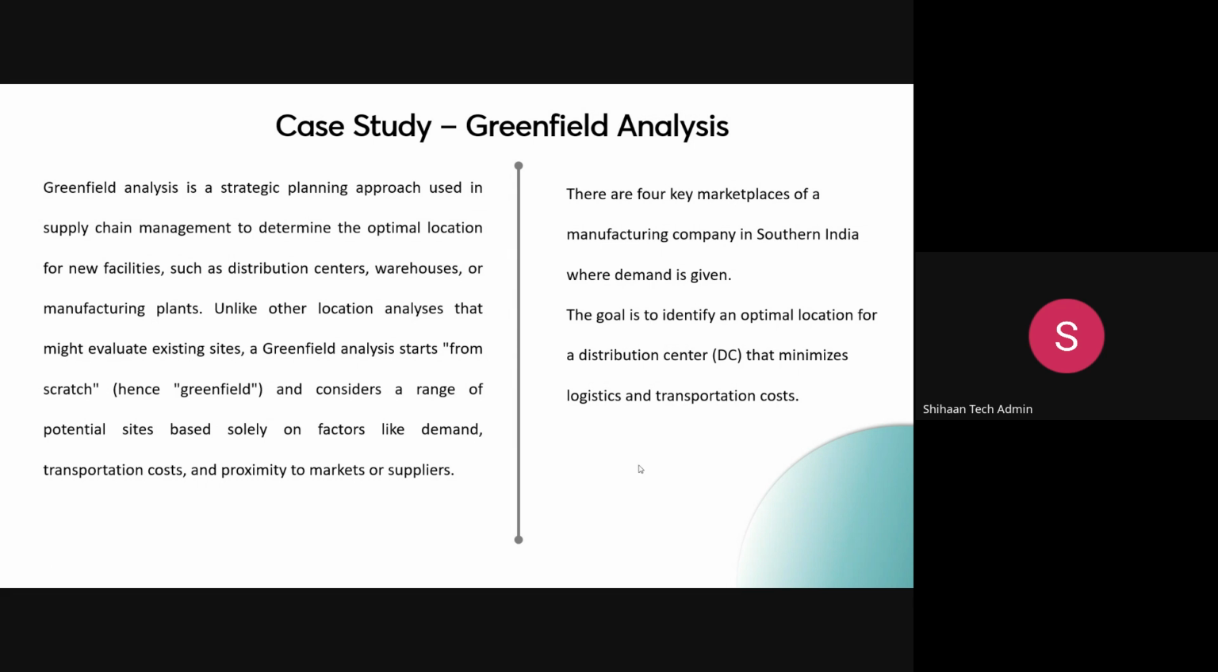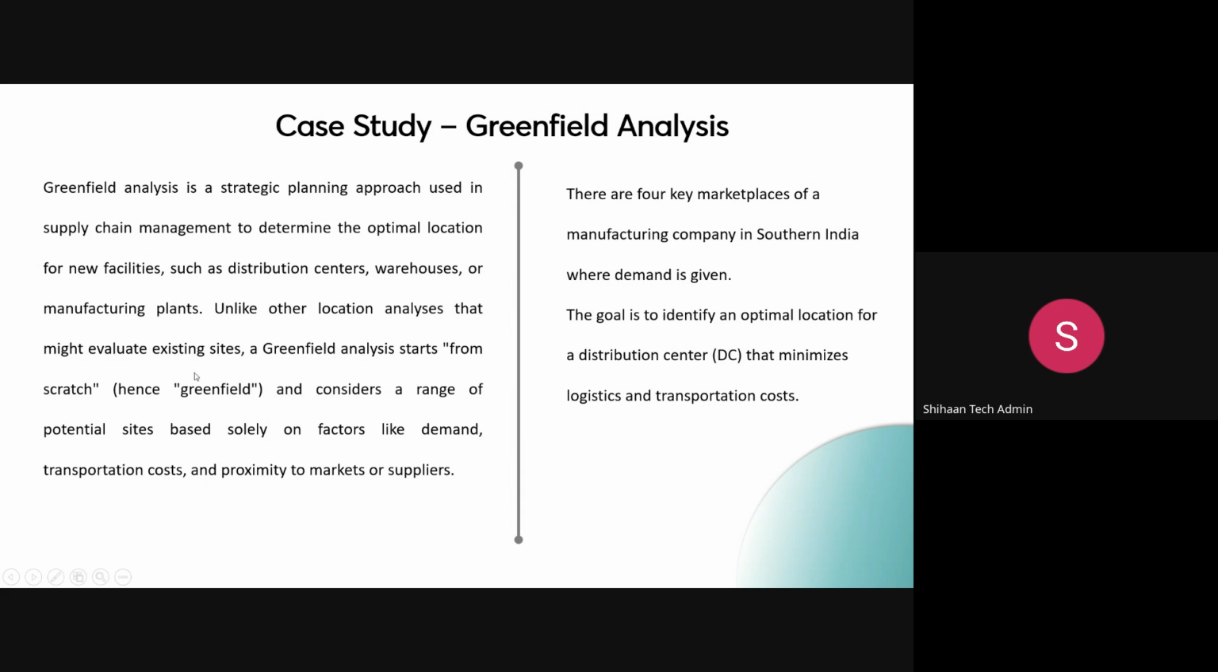So when you do a greenfield analysis, it basically says that you are not setting up a distribution center just like that. It's a calculated decision, based on lots of factors. Your decision is backed by the data. The data here can be factors like demand, transportation cost, or the proximity to the market or suppliers.